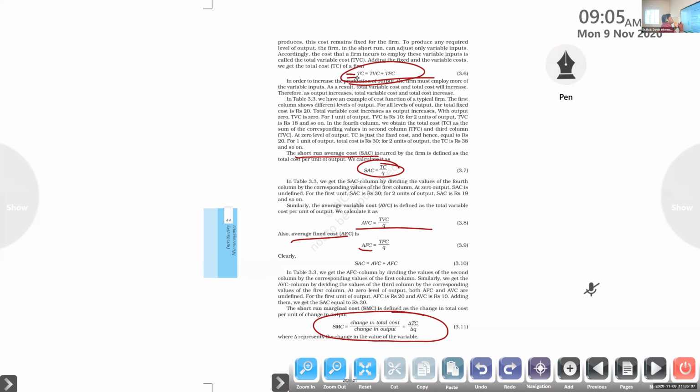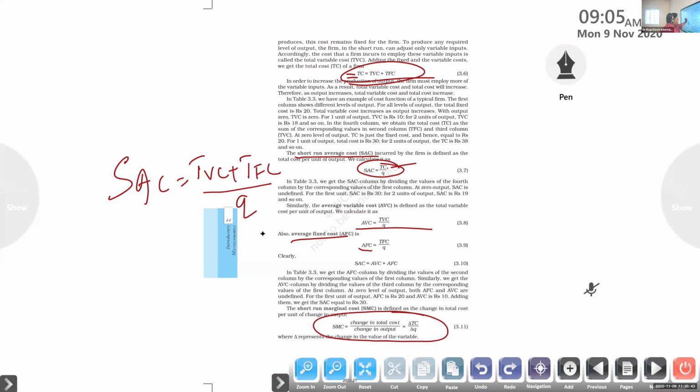Next one, the short run average cost. If you want to find out the short run average cost, the total cost, that means TVC plus TFC, that's what TC, divided by the quantity. So you can write it like this also: SAC is equal to TVC plus TFC divided by Q. Same thing, SAC is equal to TC by Q. Clear? So TVC plus TFC, we already know, is the total cost.